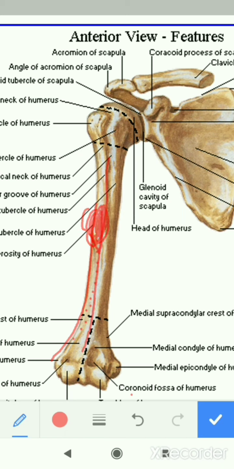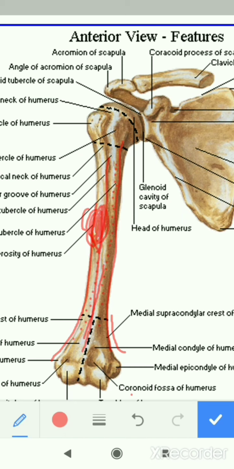Okay. Then come to the anteromedial surface. That means it lies between the anterior border and the medial border. This is the anterior border and this was the medial border. The medial border starts from the medial lip of the intertubercular sulcus and ends in the medial epicondyle. So this surface was the anteromedial surface. Okay.